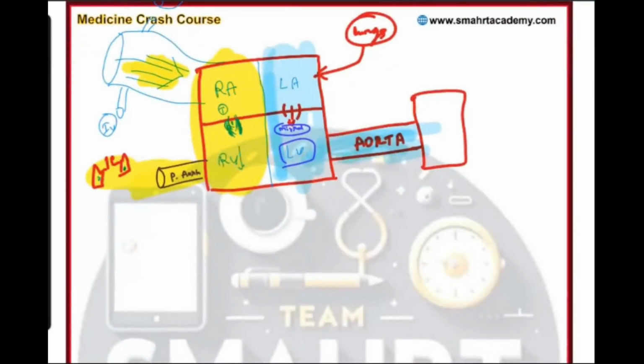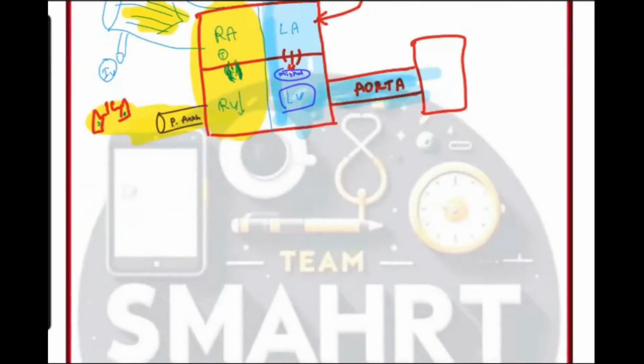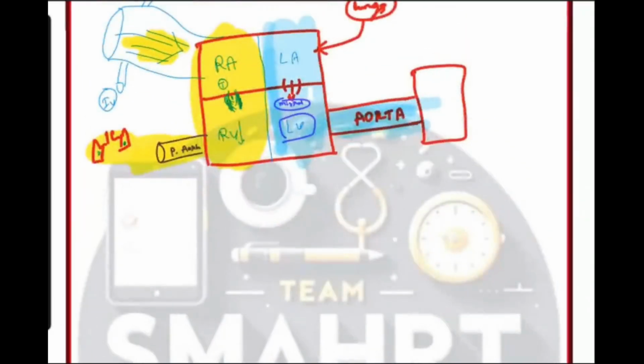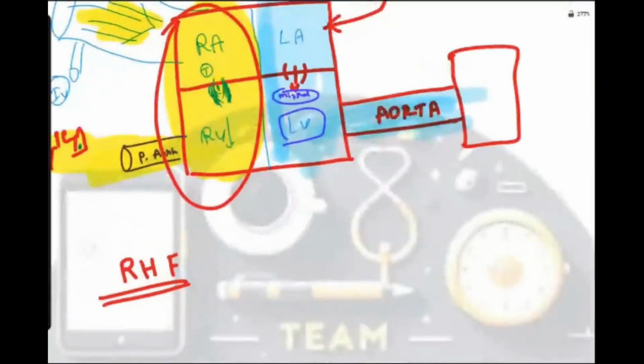Now let's go a little bit further and assume that my heart is failing. Let's say my right heart is failing. So what should happen? Right heart failure. Meaning what? The right side of the heart is not contracting.